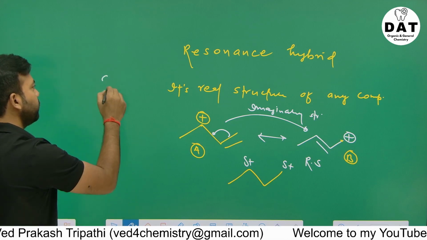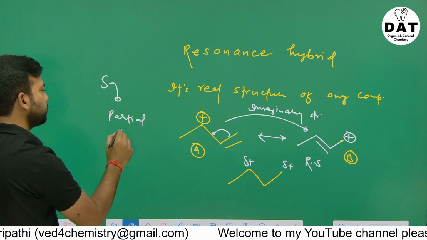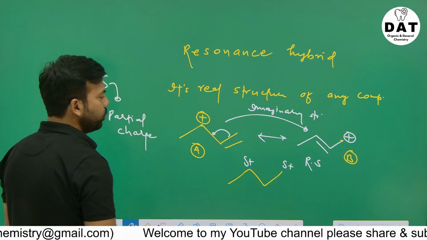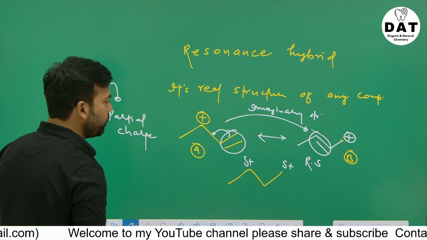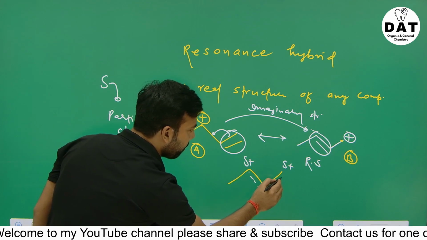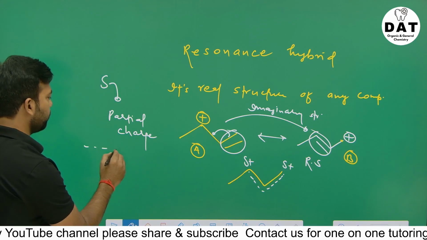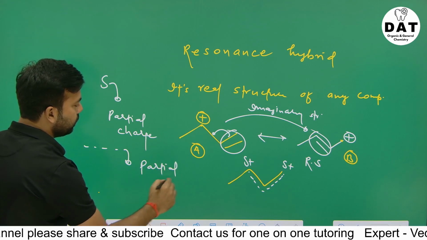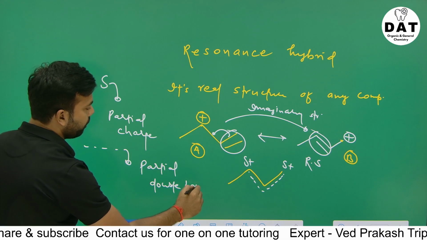What does delta mean? Delta is a partial charge. And look at the double bond positioning. Double bond here as well as here. So we can represent the double bond by a dotted line like this. Dotted line means partial double bond. Partial bond or double bond, both can be said. Clear?